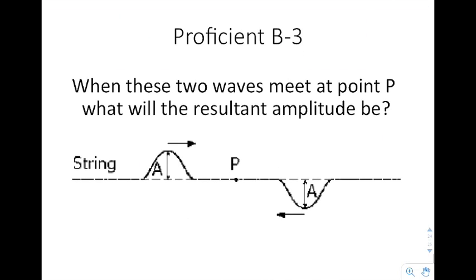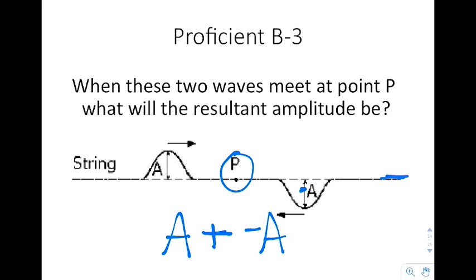Okay, it says when these two waves meet at point P, what will the resultant amplitude be? So if you look, when they're going to occupy the same space at the same time, I can add the waves together. So I have A, and then I'm going to add, now this is underneath this line, so remember that it's -A. So when you add A and -A together, you get 0. In other words, this wave will be perfectly destroyed at point P.